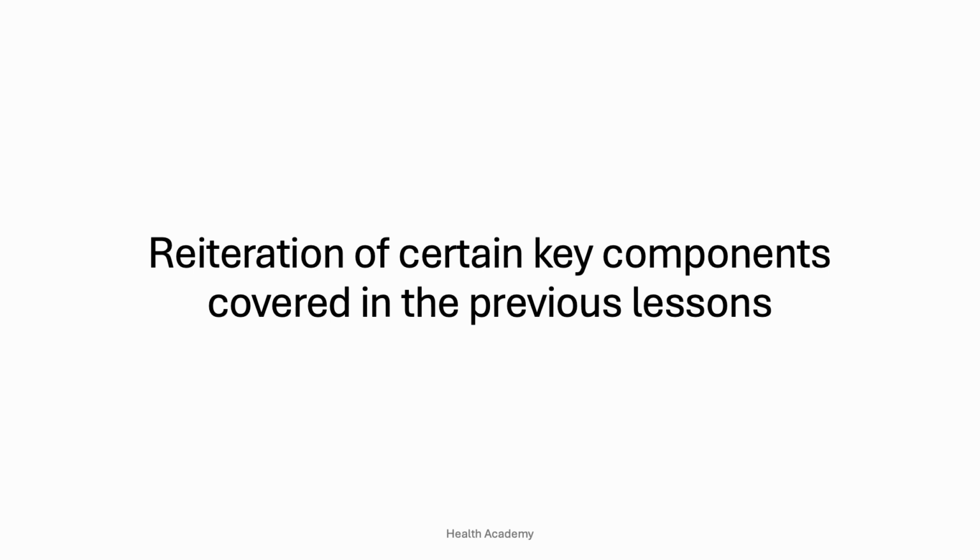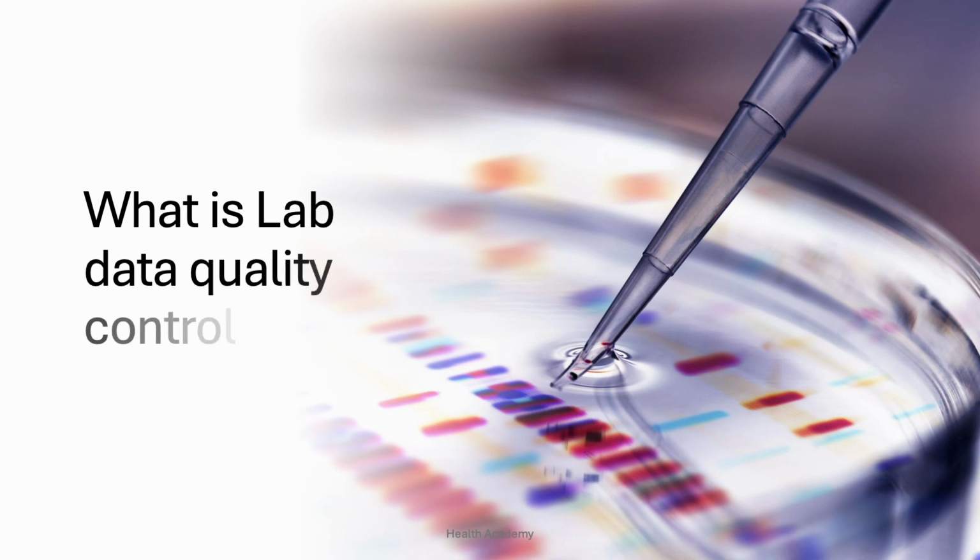Now, let's revisit and reinforce certain key components covered in the previous lessons to recall and solidify our understanding, aiding in the retention of our learnings. Lab data quality control in a clinical laboratory encompasses rigorous procedures to ensure the accuracy and reliability of test results. It's critical for accurate diagnosis because precision data informs clinical decisions. Without it, patient care could be compromised by incorrect treatment decisions based on faulty lab results. Quality control safeguards against errors, ensuring that clinicians can trust the lab data they use to diagnose and treat patients effectively.